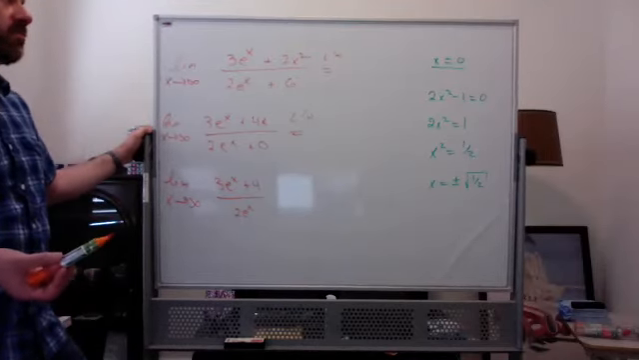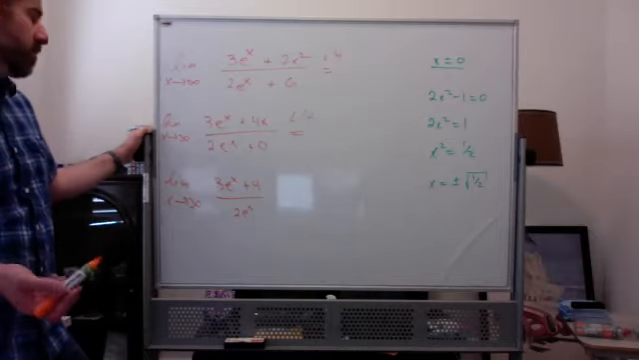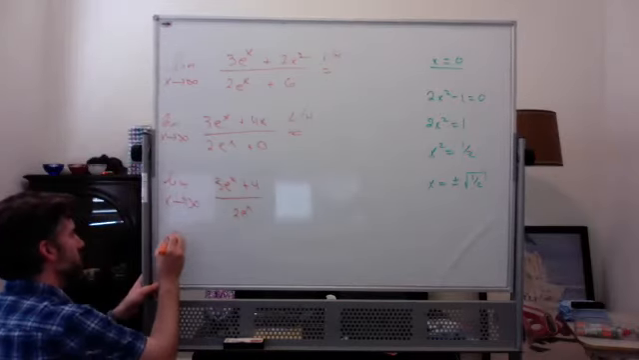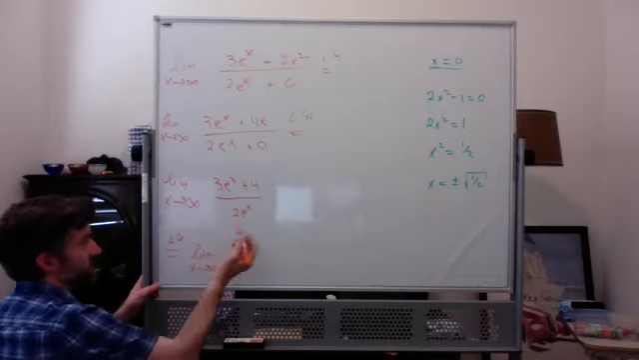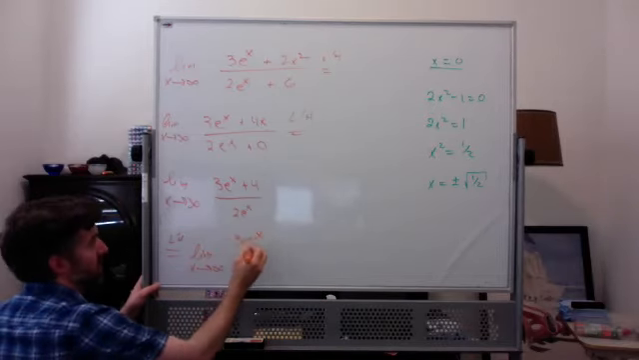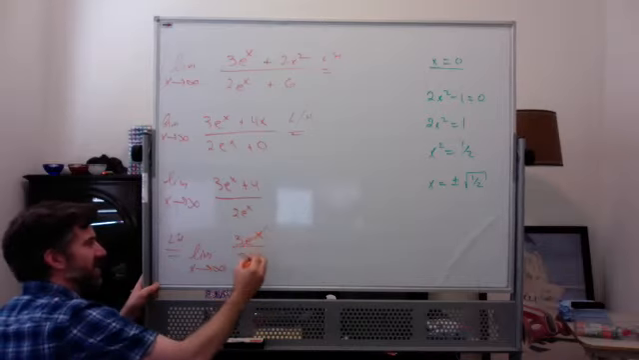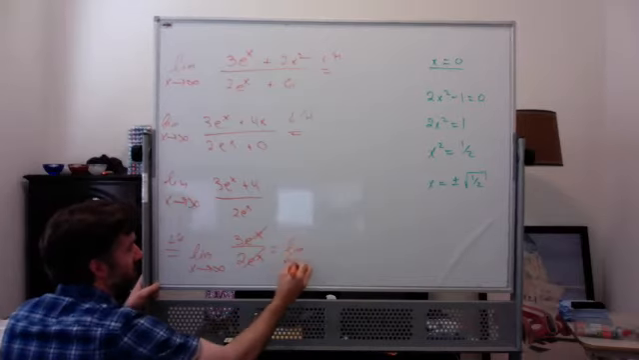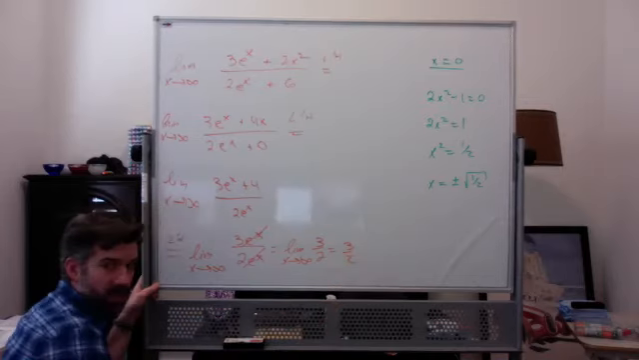Instead, it's probably easier just to use L'Hopital's rule one more time. The derivative of the top is 3e to the x plus 0. The derivative of the bottom is 2e to the x. But now the e to the x's can cancel, and I have the limit of a constant. And the limit of a constant is just the constant. So that's how that one works.